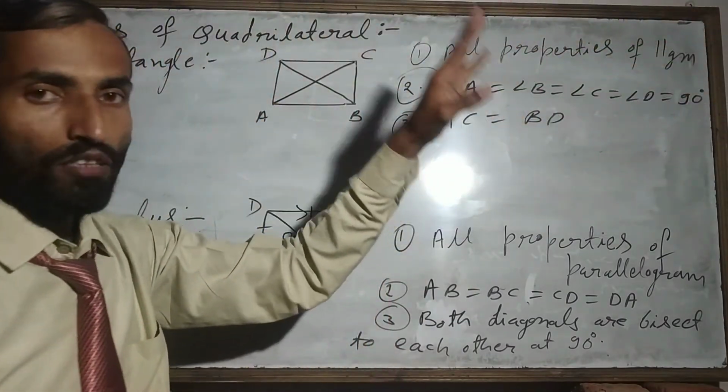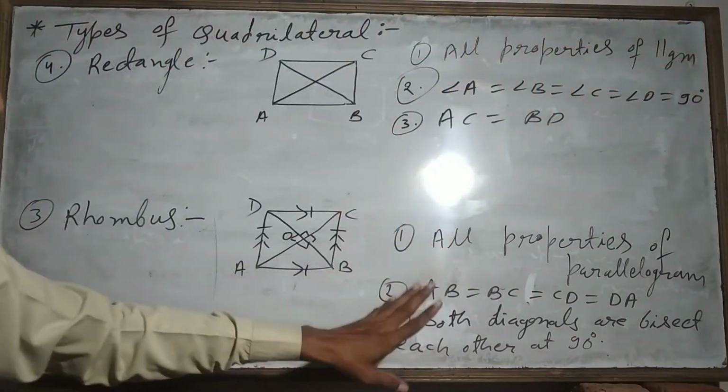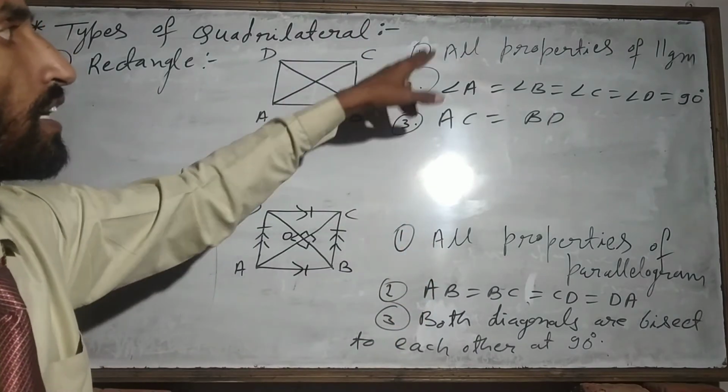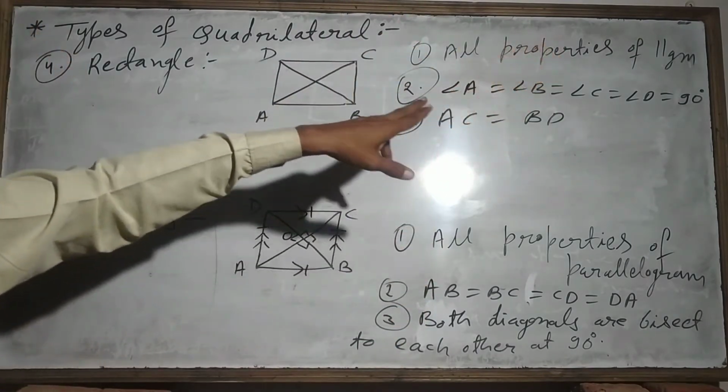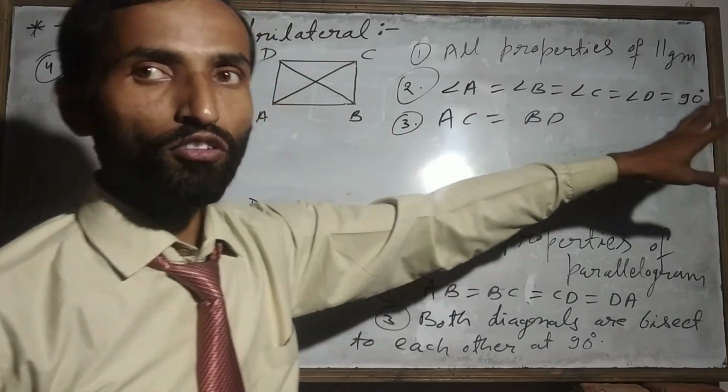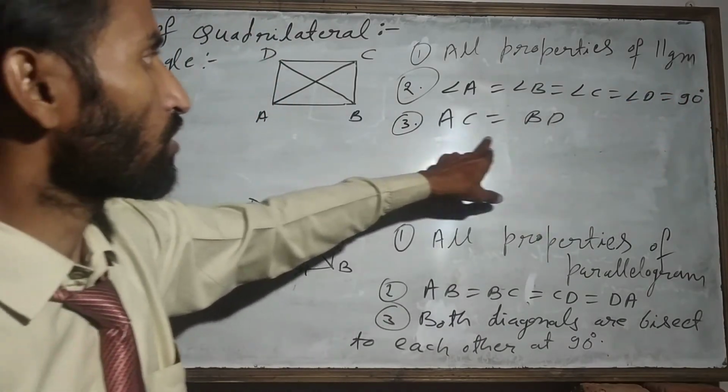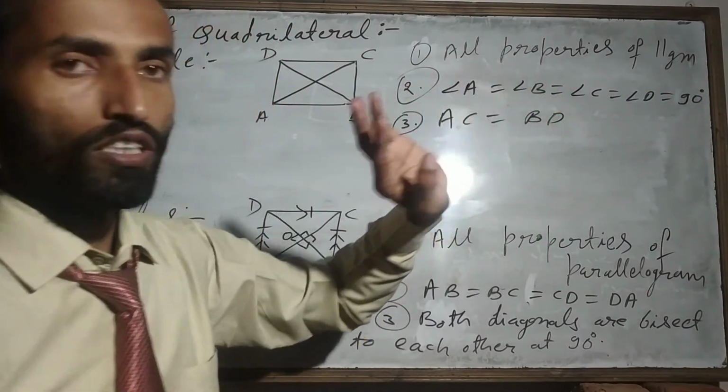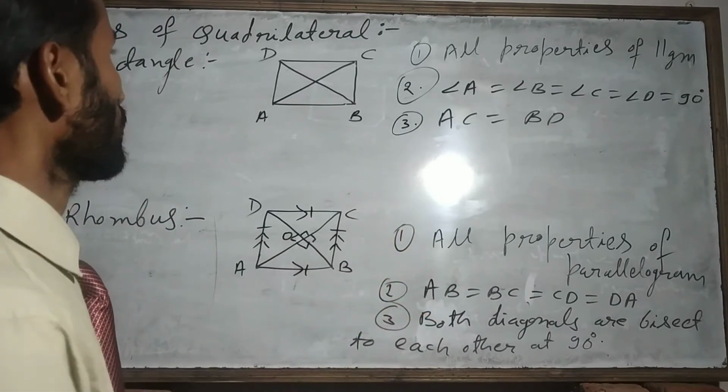So whatever property is in a parallelogram will hold, and the extra is that all 4 angles will be equal to 90 degrees, and the diagonals are equal, meaning AC is equal to BD. So this is the difference between a parallelogram and a rectangle.